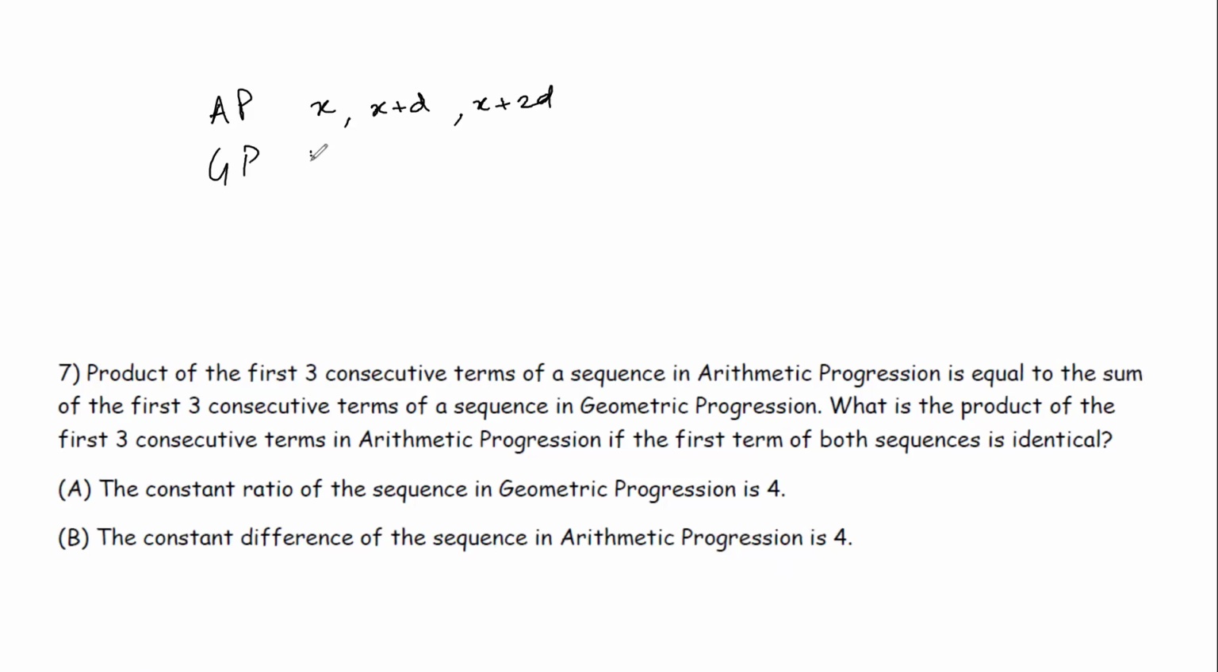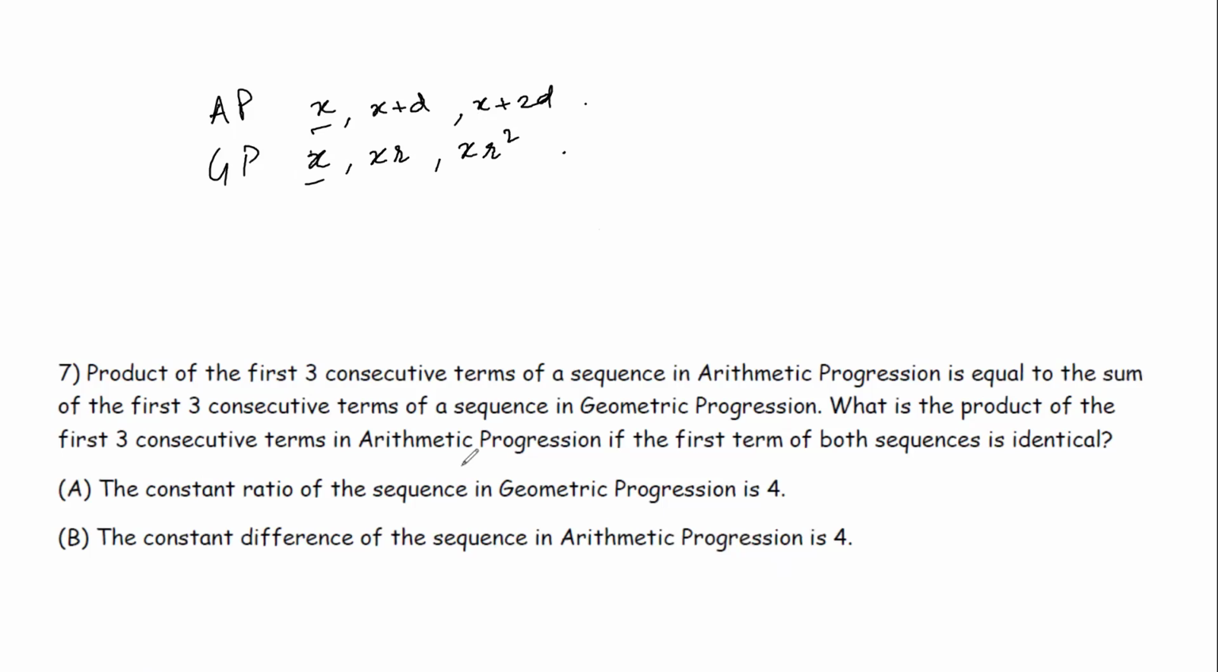And GP means there's a constant multiplier, right? Which we call the ratio. Okay. And since the first term is the same, this is what we can imagine, all right? Now we know that the product of this is equal to the sum of this, right? So now we'll see if we can get to the product.